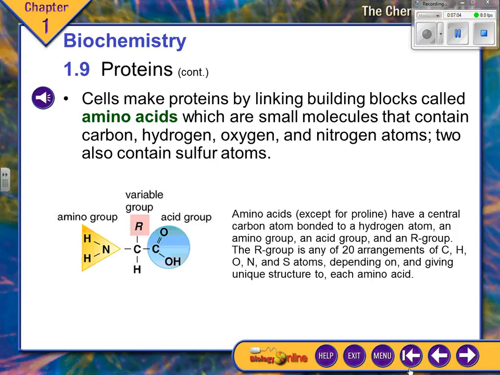They look like this. They have this group over here. They have this group over here. They have a C and a H, and this is where it varies. And that changes, and that's why we have 20 different amino acids. And those amino acids strung together make those crazy proteins. Okay, those big globular weird things.